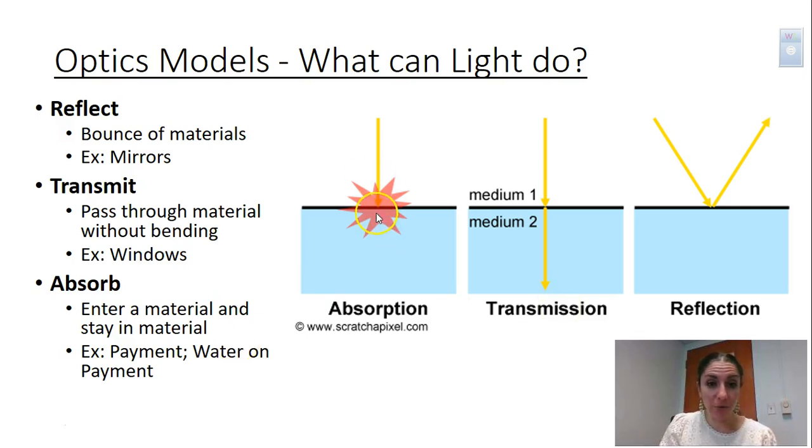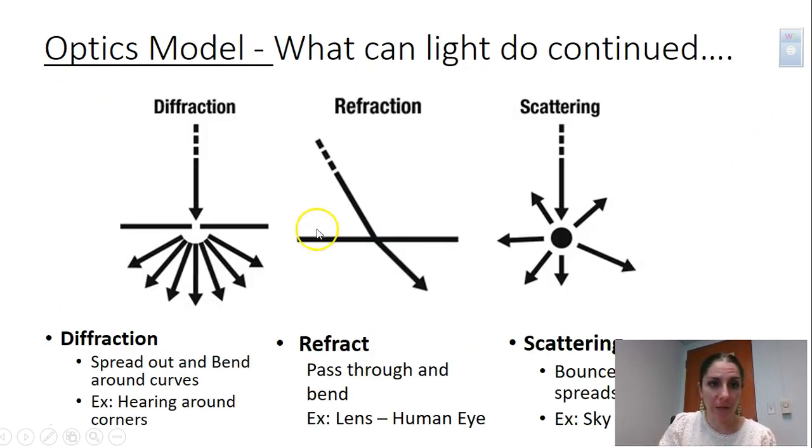Light can get absorbed and stay in a material. So, for example, water on pavement, we'll talk about that. But that's another thing that light can do. Light can do more things. There we go. Light can do this thing called diffraction.